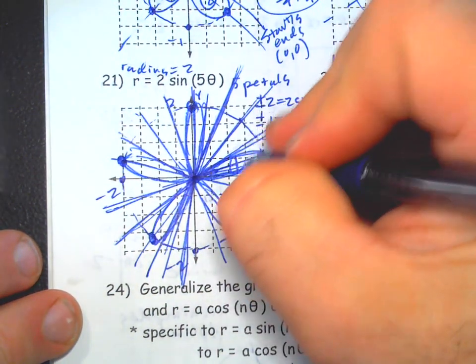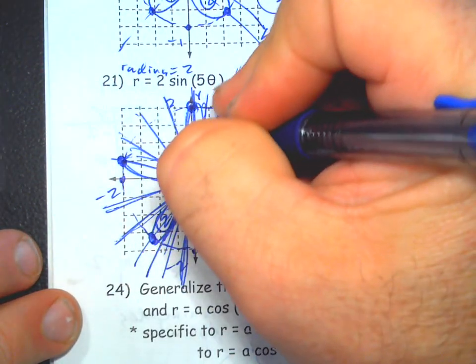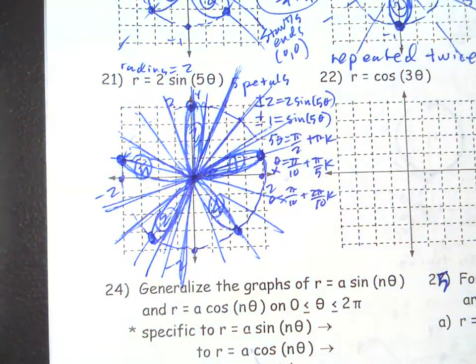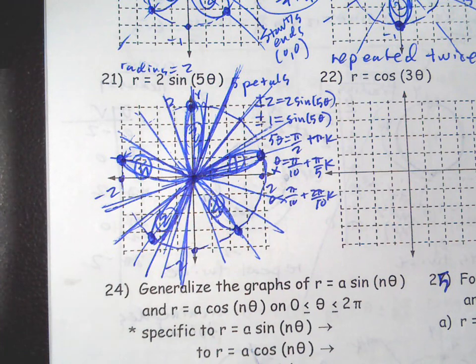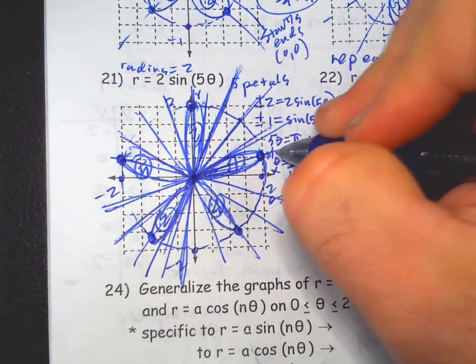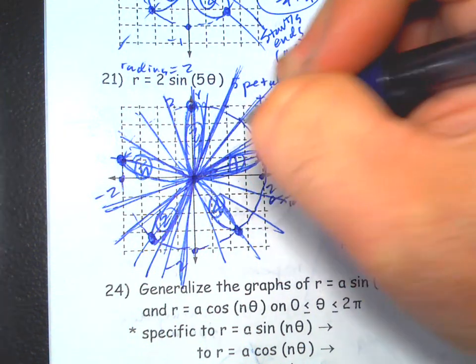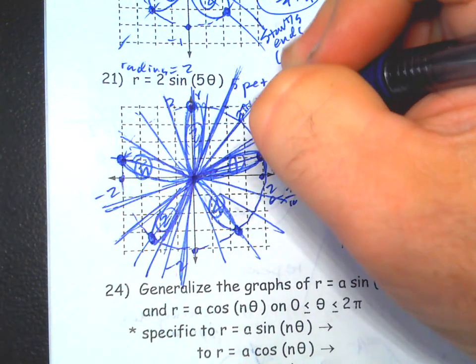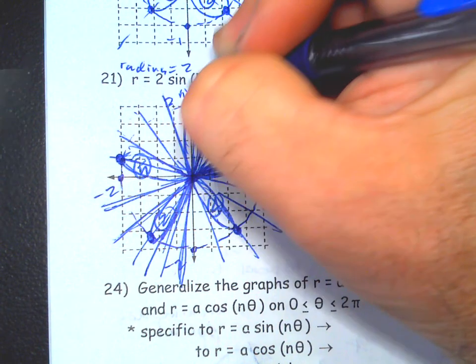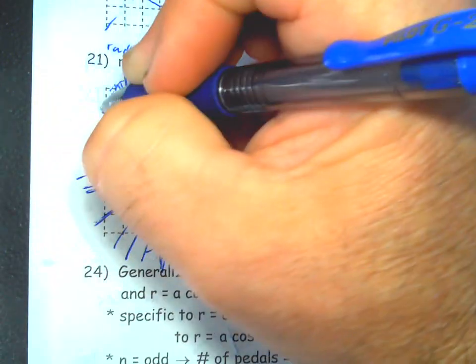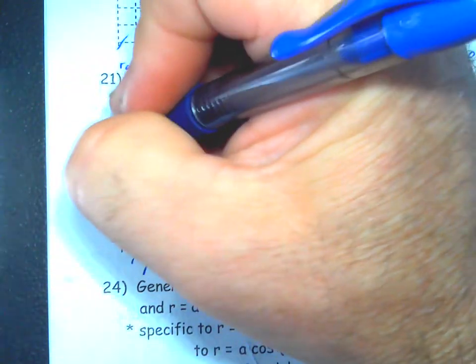So 1, 2, 3, 4, 5. And I'm going to want to know for sure that you knew what those angles are. So you might want to at least label those angles as pi over 10. This is 3 pi over 10, 5 pi over 10, 1/2, 7 pi over 10, 9 pi over 10.